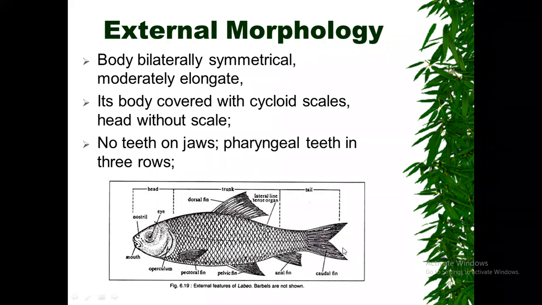No teeth on jaws. They have no teeth on the jaws. Pharyngeal teeth in 3 rows. I mean, teeth are only found in the pharynx. Pharyngeal teeth means the teeth which are found in the pharynx. So the pharynx has some teeth, that is called pharyngeal teeth. It is their dorsal fin. It is pectoral, then pelvic, anal, and caudal. And this is the operculum.